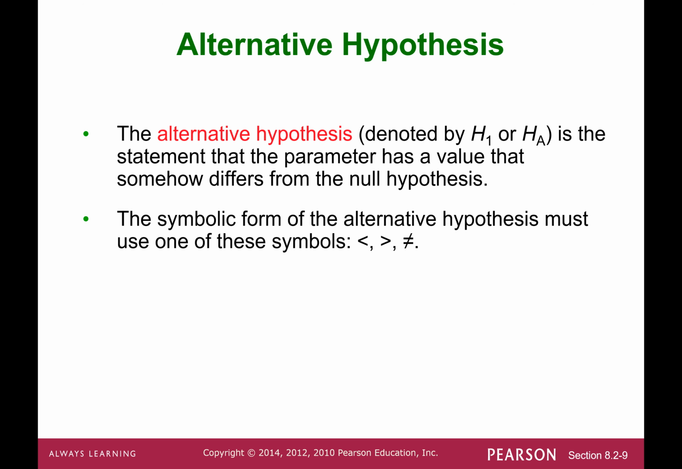Now let's move on to the alternative hypothesis. We typically use H1 or HA. And from now on, we're just going to use H1, the statement that the parameter has a value that somehow differs from the null hypothesis. And the alternative hypothesis has no equal sign.